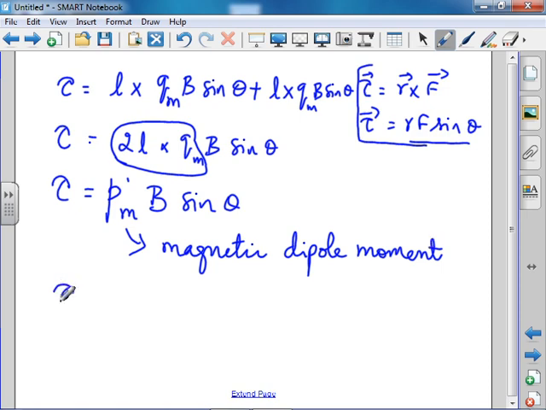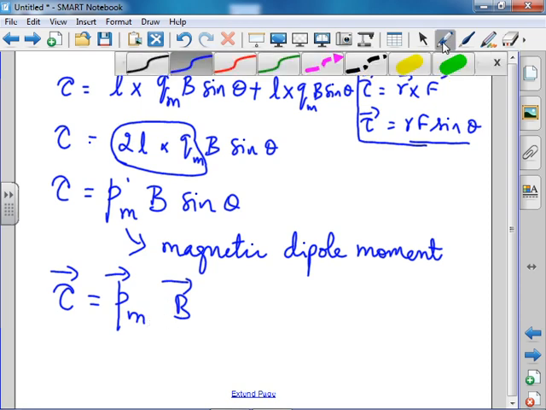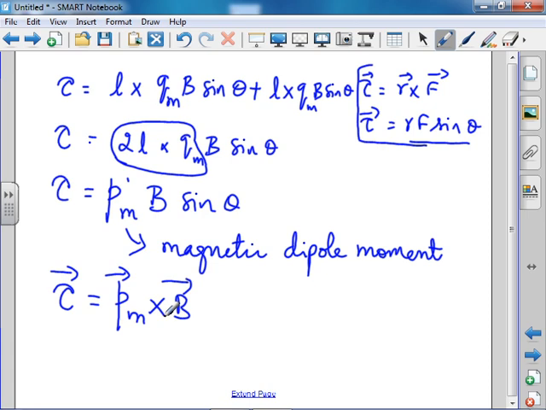In vector notation, how will you write? Tau vector is equal to PM cross B. It is a cross product of two vectors, magnetic dipole moment and magnetic field. In electrostatics also you got a similar expression, P cross E. Here we got PM cross B.